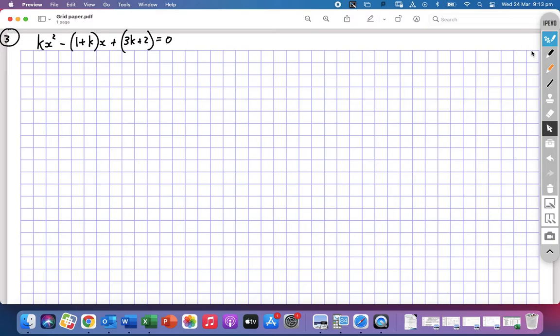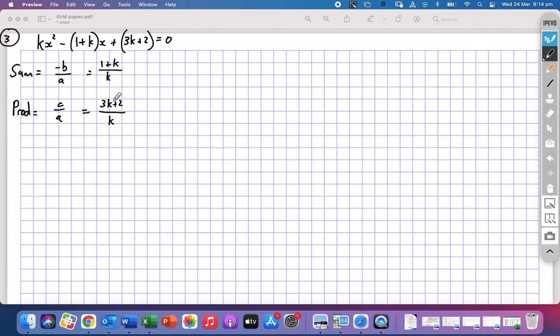So I've written the equation here. Sum is minus b on a. We can discuss where that comes from in class, but you can figure it out for yourself. It's not particularly difficult. Product is c on a. What does it mean for this? Minus b. That's already a minus there, so minus minus makes 1 plus k. That's our b term on a. The c term is a 3k plus 2. So there's our product. K.